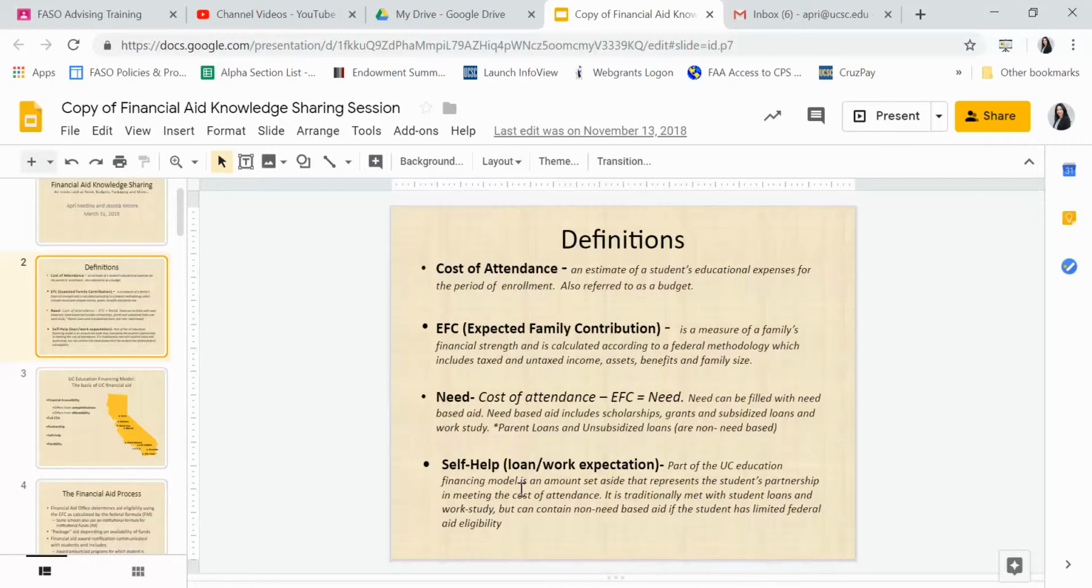Now, UC system-wide, we also have a term called self-help, or what we tell parents and students, loan work expectation.